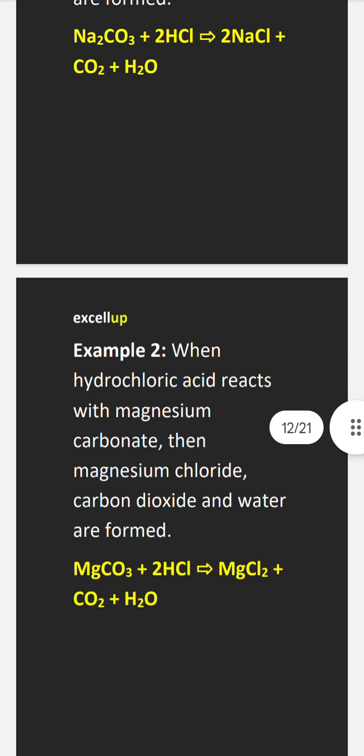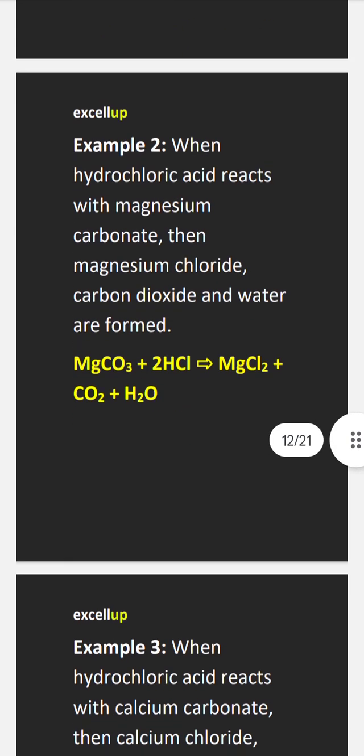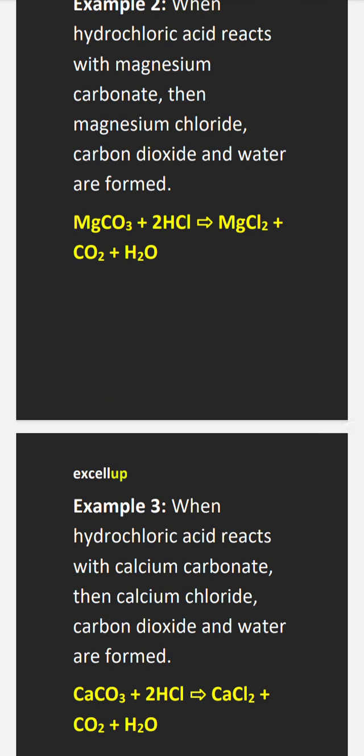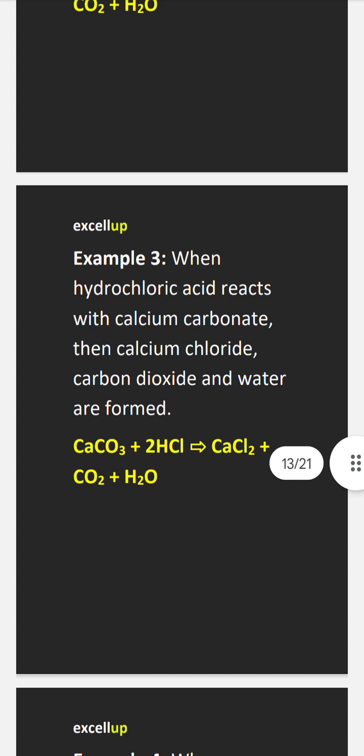Next example is the reaction between hydrochloric acid and magnesium carbonate. When hydrochloric acid reacts with magnesium carbonate, then magnesium chloride, carbon dioxide and water are formed. The equation is MgCO3 plus 2HCl is equal to MgCl2 plus CO2 plus H2O. Next example is when hydrochloric acid reacts with calcium carbonate, then calcium chloride, carbon dioxide and water are formed. The equation is CaCO3 plus 2HCl is equal to CaCl2 plus CO2 plus H2O.